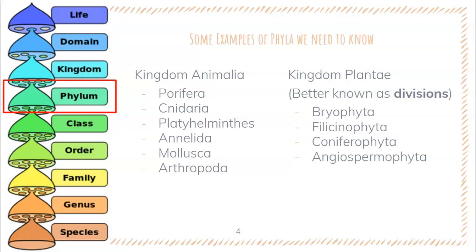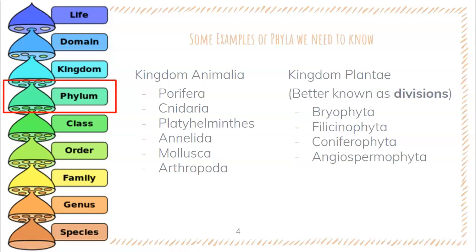Phyla are the next step in classification, getting a little bit more specific. These are just examples of phyla that you would potentially need to know. Starting with the plants on the right-hand side, you've already done these: bryophytes, filicinophytes, conifers, angiosperms. You've seen these before, so this is just recapping what you've already learned.